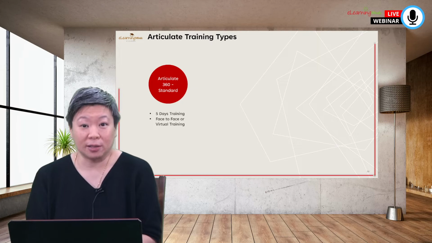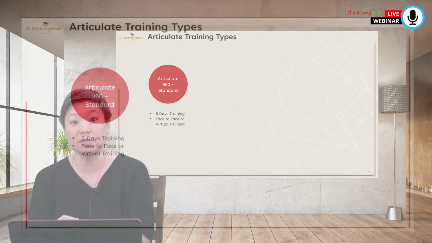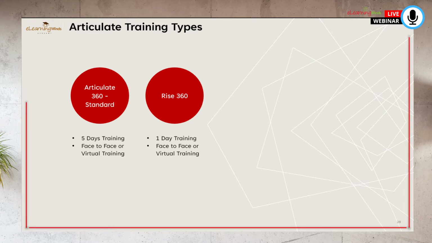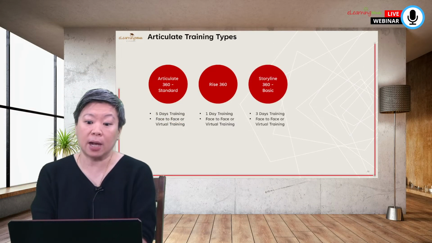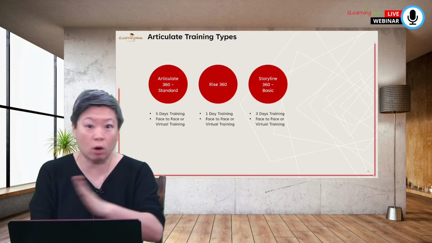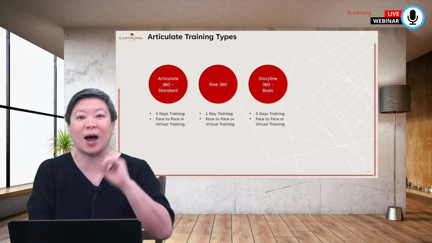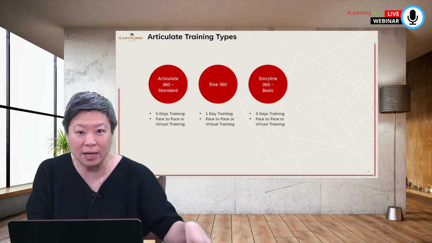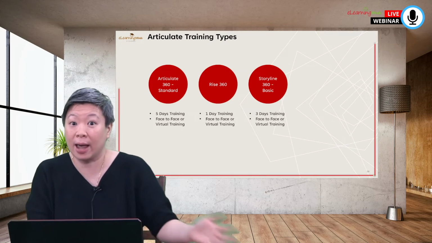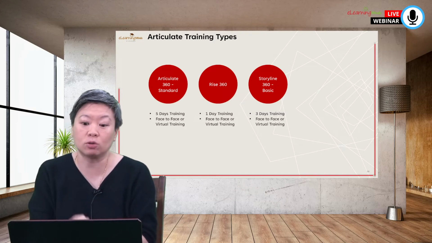So next, what are the Articulate training types? We have the standard one, which is a 5-day public course. This one we can train you either face-to-face or in a virtual class. And plus, we also have RISE 360. Some users may want to go for RISE 360 alone, so this is where we only have 1 day of training. And plus, we also have Storyline 360 Basic. That means you just want to know Storyline, you do not want to know the other suites, and you only want to know the basics: how to create interactions, and then how to publish them based on SCORM compliance and upload into your LMS. This one is 3 days.